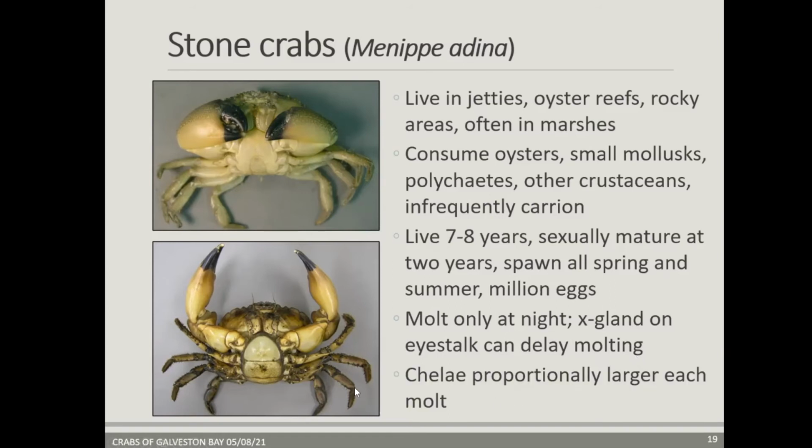And also interesting is that the chelae are proportionally larger each molt. So it's not like as the crab gets bigger, the chelae are getting bigger in proportion with the crab. As the crab molts, the body's getting bigger. Then the older the crab is, the bigger the chelae are. So you can sort of tell if you've got an old crab like this one, but you can tell by the size of the claw if you have a really old crab or not.